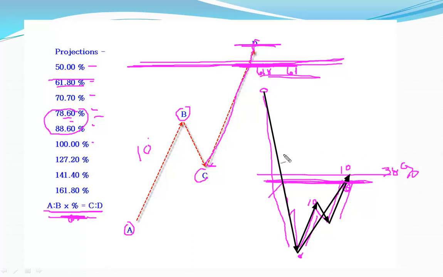Now, what if your 38% retracement was up here and this was 14 points off the low, off that swing? Let me just draw this out. This right here, this swing was 14 points. This was 10. It would still actually qualify as an A to B, C to D, but it would be A to B times 141% equals C to D. So although this swing up is much larger than this first swing down off the low, that still qualifies it. So this is what they call a projection.